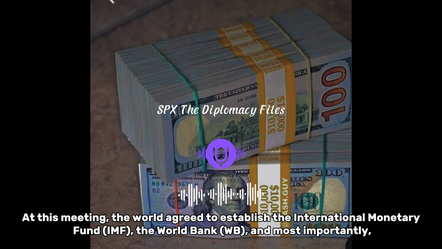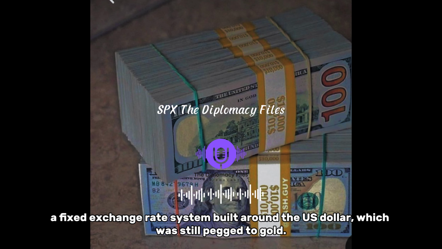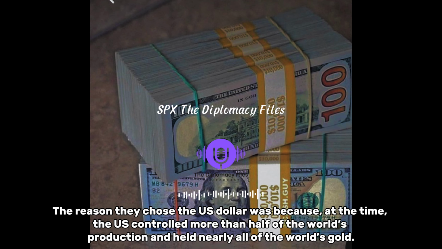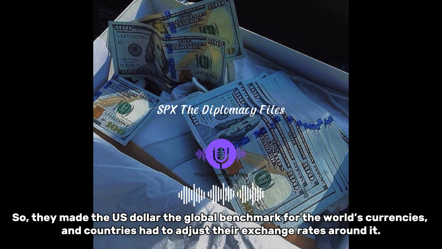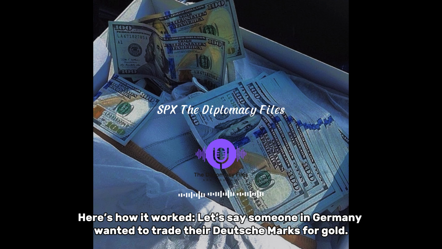At this meeting, the world agreed to establish the International Monetary Fund (IMF), the World Bank (WB), and most importantly, a fixed exchange rate system built around the US dollar, which was still pegged to gold. The reason they chose the US dollar was because, at the time, the US controlled more than half of the world's production and held nearly all of the world's gold. So, they made the US dollar the global benchmark for the world's currencies, and countries had to adjust their exchange rates around it. Here's how it worked.